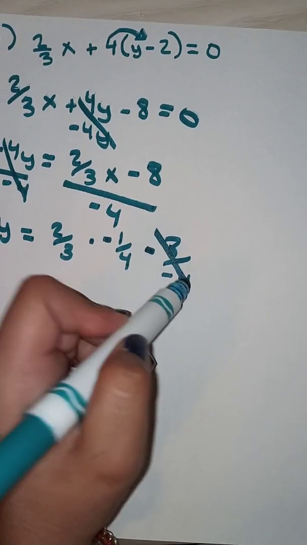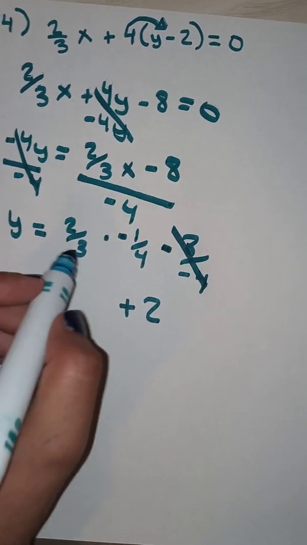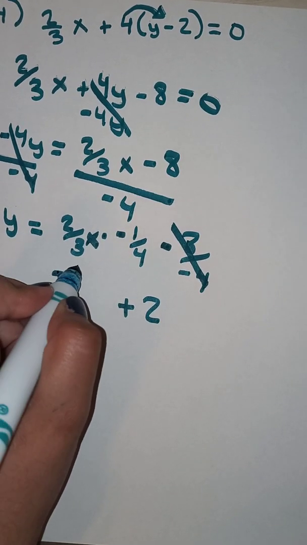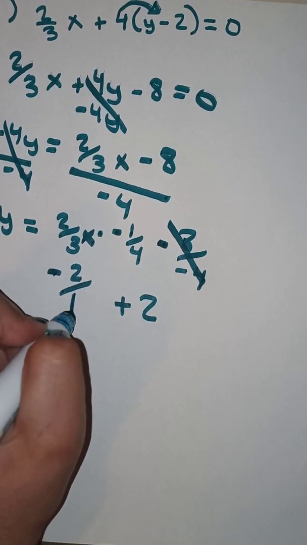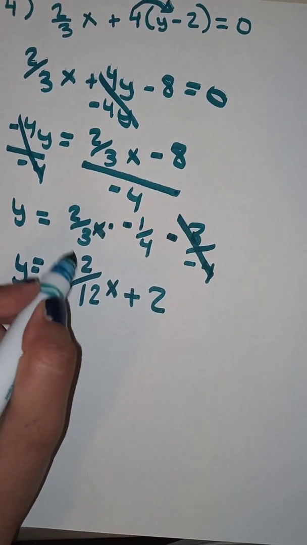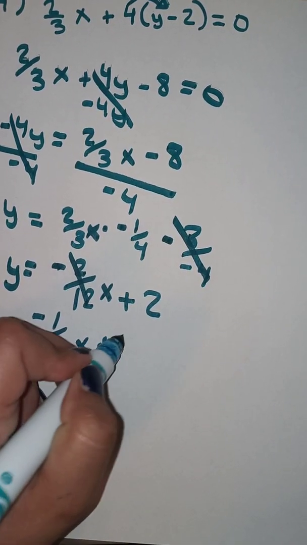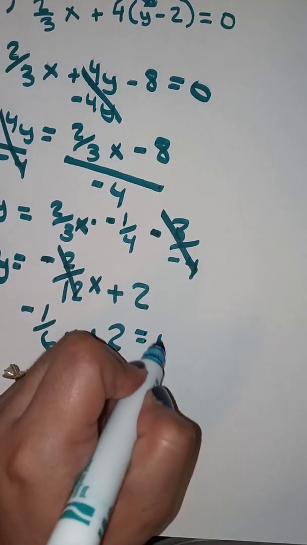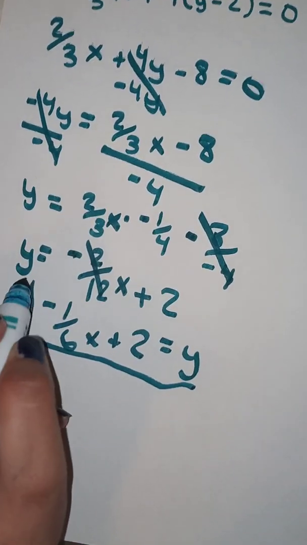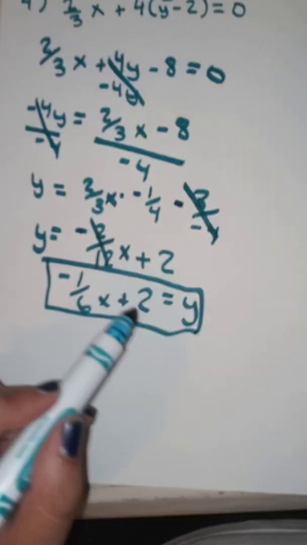Okay, this turns into a positive 2, and this turns into, forgot the x value, negative 2/12 x is equal to y. We can reduce this further into negative 1/6 x plus 2 is equal to y. That's your slope-intercept form. Of course, you can rewrite this as y equals negative 1/6 x plus 2.